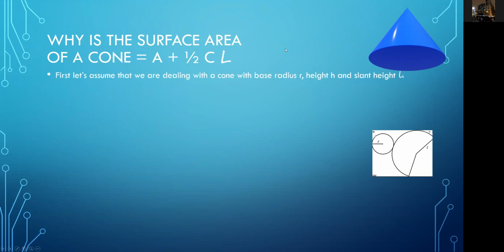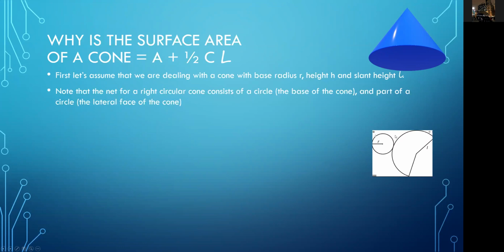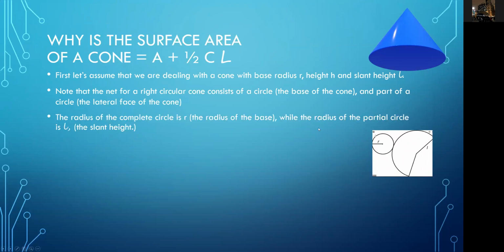So let's assume that we're dealing with a cone that has a base radius of r, a height of h, and a slant height L. The net for the cone will have a circle, which is the base of the cone, and a part of the circle, which is the lateral face of the cone. The radius for the complete circle is r, the radius of the base, while the radius of the partial circle is L, the slant height.